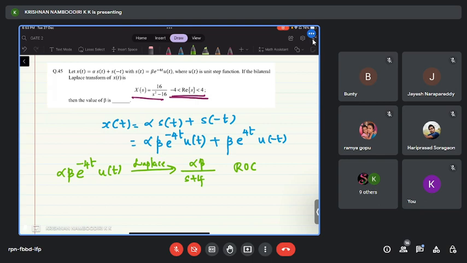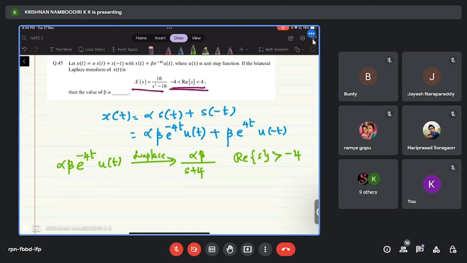Real part of s greater than minus 4. Correct? Does everybody agree with this? Basically, this alpha beta is a constant. So e power minus 4t u of t has a Laplace transform 1 by s plus 4 and has a region of convergence, real part of s greater than minus 4. Okay, I hope it is clear.